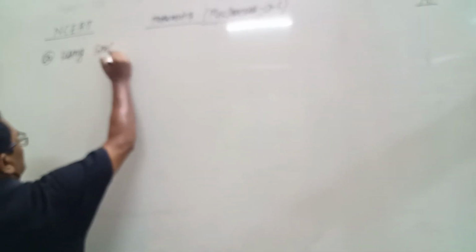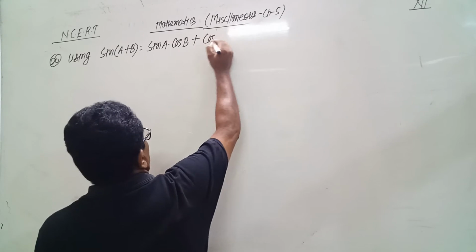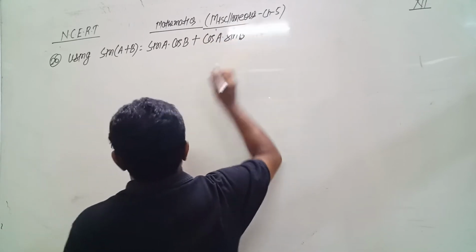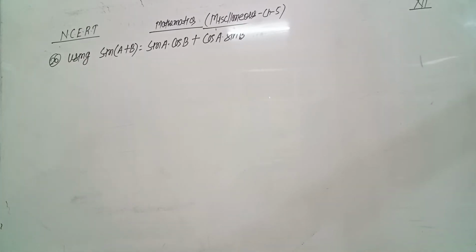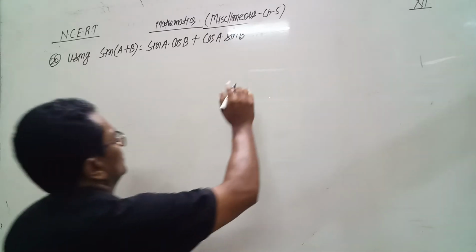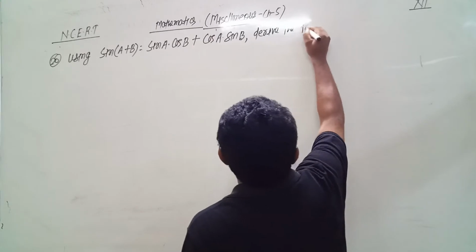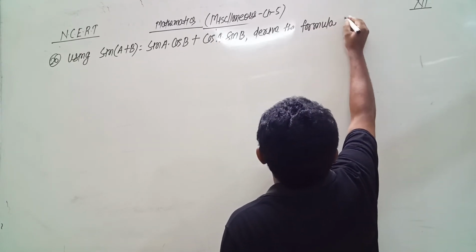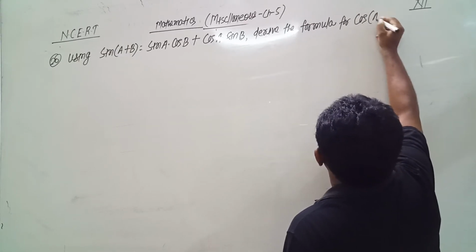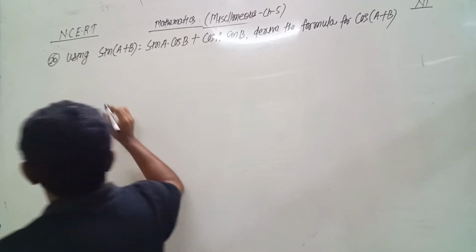Using the formula sin A plus B equals sin A into cos B plus cos A into sin B, derive the formula for cos of A plus B using differentiation.